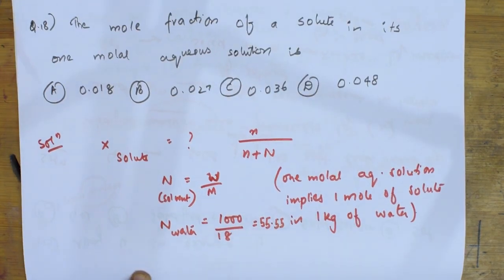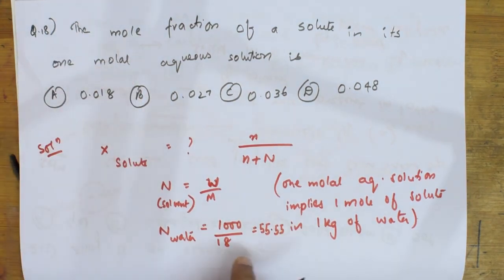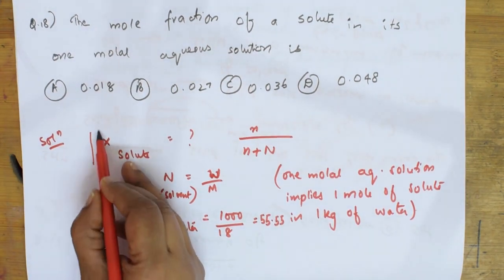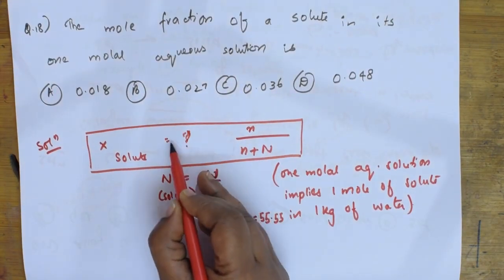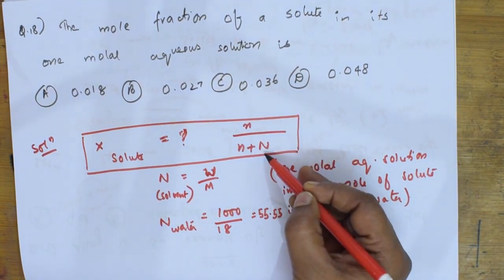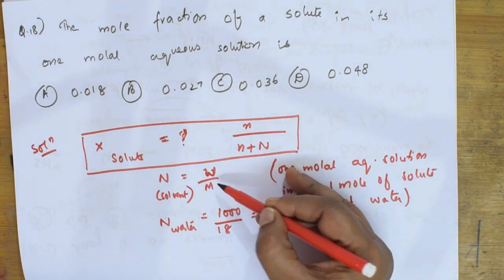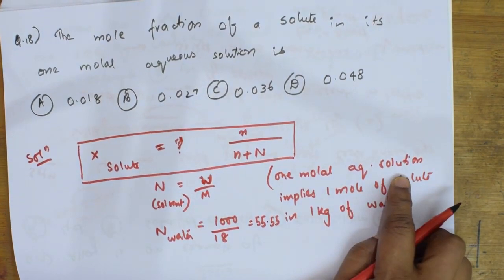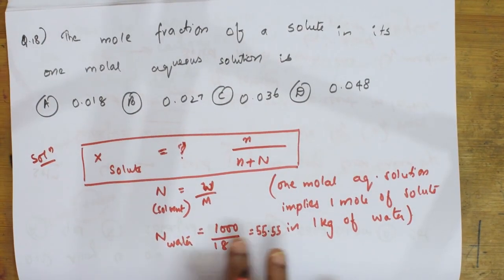Hope this is clear, students. Let's come back and see. The mole fraction of a solute in 1 molar aqueous solution: to find X of solute, this is the formula. Correct? Capital N is the number of moles of the solvent, weight by molecular weight. So when they said 1 molar aqueous solution, it means 1 mole of solute in 1 kg of water. 1 kg, so 1000 grams.